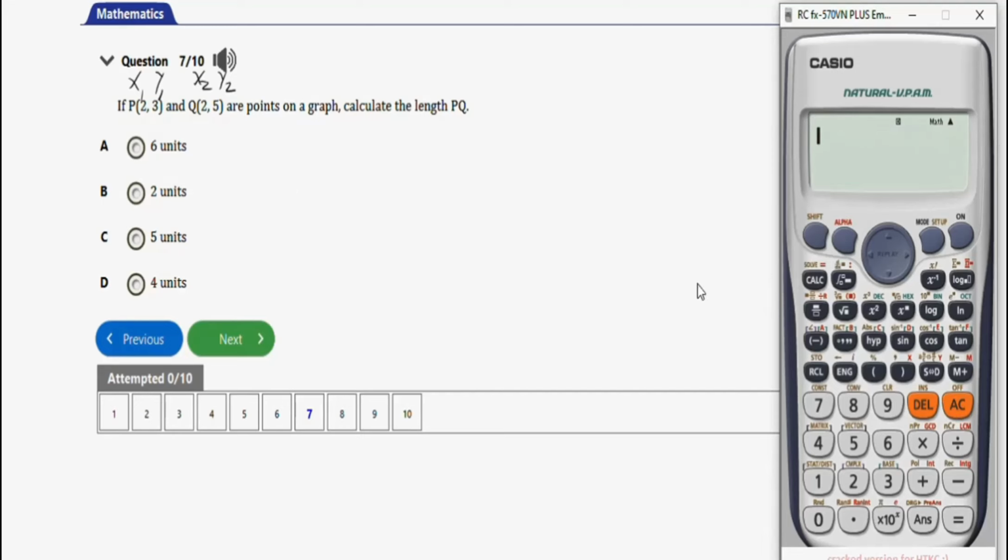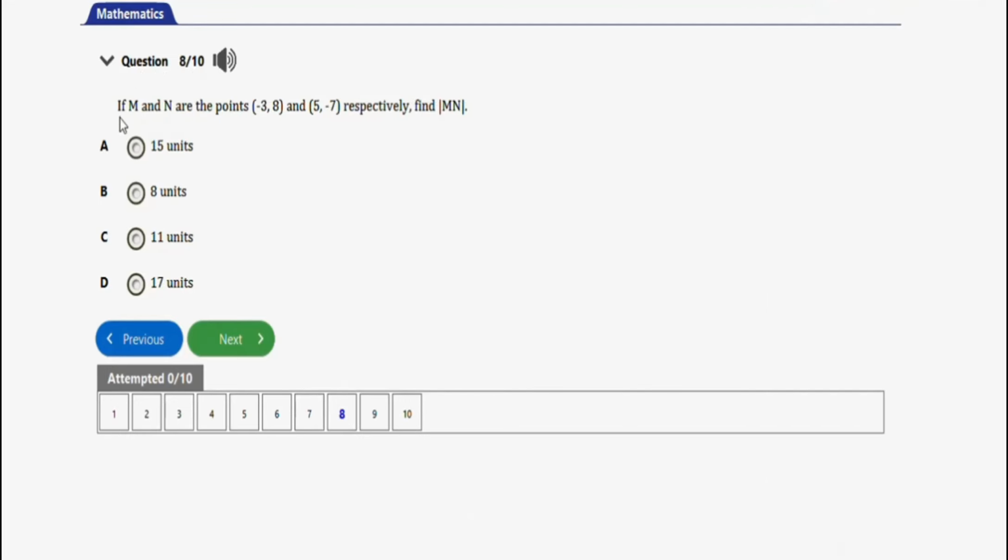Let's wipe this now, so the next repeated question. So the next repeated question will be this one. It says if M and N are the points, these points respectively, find the distance MN. So it's still the same procedure, the formula for finding distance. Okay, so let's label these: these are x1, these are y1, these are x2, these are y2. So let's use a calculator and solve this, guys.